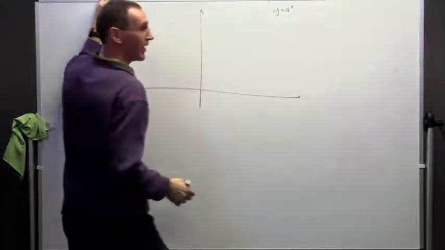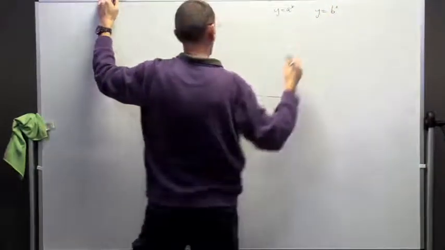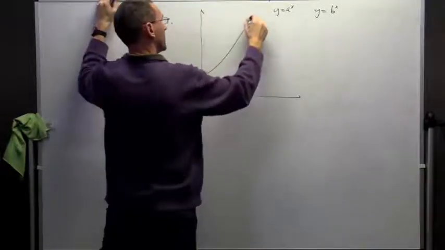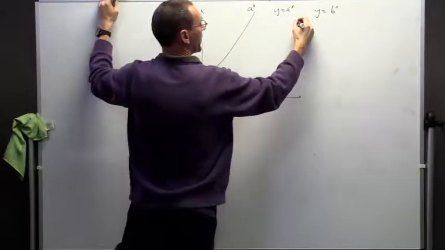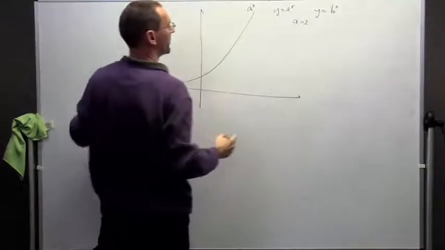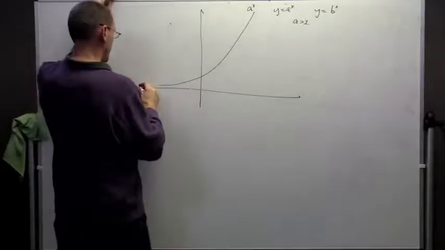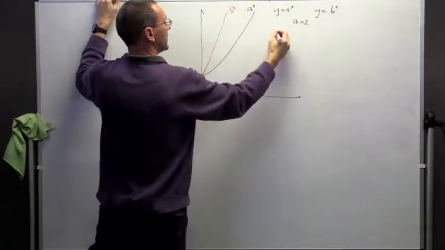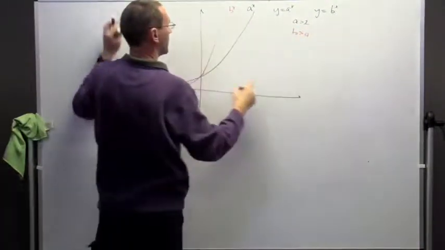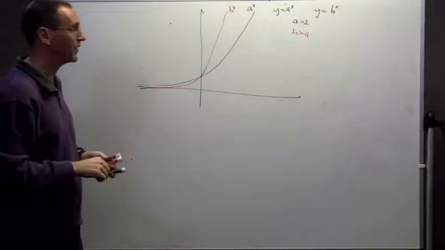I look at y equals a to the x, and I compare it to b to the x. If that's a to the x, and now if I assume a is greater than 1, we're going to see something like this. And now if I assume b is bigger than a, we're going to see it growing faster here, but getting closer to 0 out here.